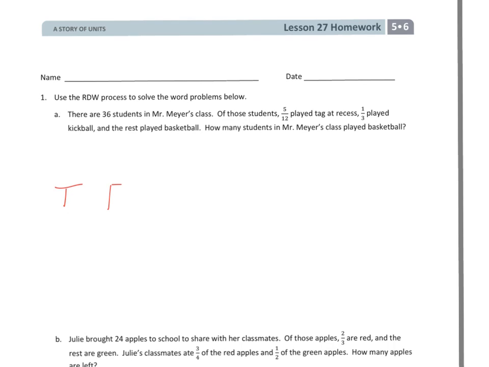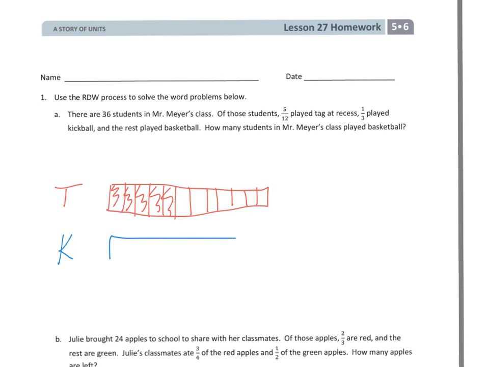show tag. So there were 12s. And when I draw this, there are 5 of them. So 5/12. Those are the ones that played tag. Now, the ones who played kickball were a third. And again, this whole amount, the reason why I'm making it the same is because we're talking about the same 36 kids.